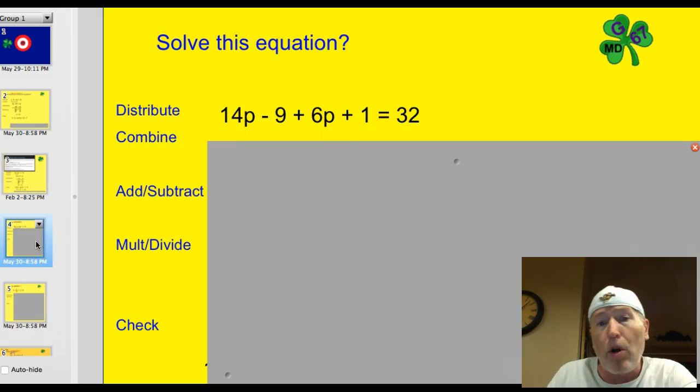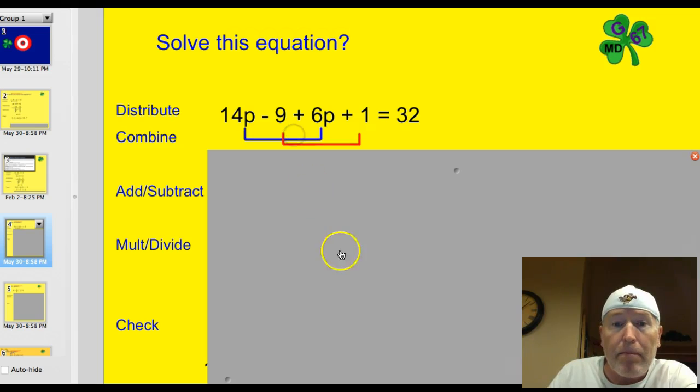Let's do a couple more. I'm going to go a little bit faster with you. We have 14p minus 9 plus 6p plus 1 equals 32. Can you see a couple of different areas where we can combine things? I can. Take a look at them.